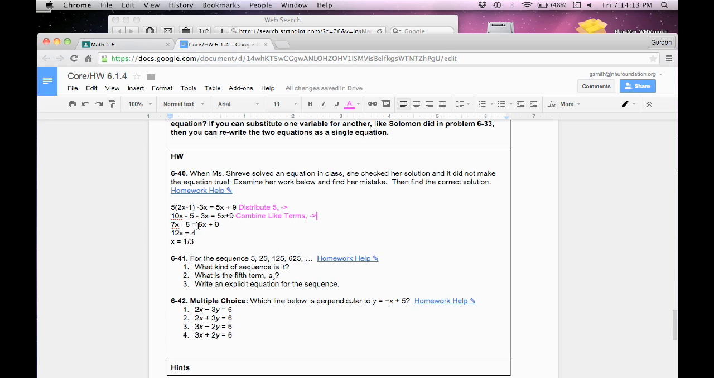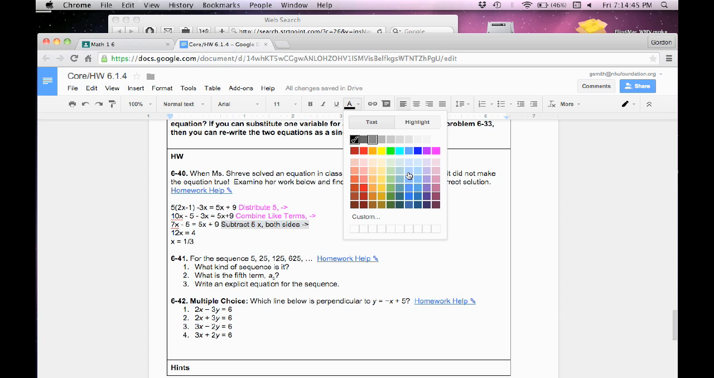And now it looks like what you would do, you'd subtract 5x from both sides, which would get rid of it on the right side, but it seems like what she did actually is she subtracted 5x on the right side but added 5x on this side. So you should subtract 5x both sides, and we'll put that in pink to, of course, show that that's the step.